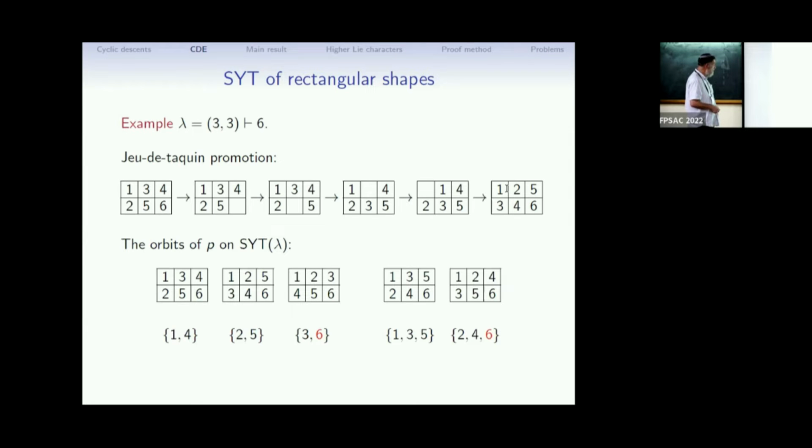And you see here are the tableaux. These are the orbits. This tableau is mapped to this one, to this, and back. And here we should ad hoc add 6 as a cyclic descent, why, I will not explain now. And here we should also add 6. You see 1, 3, 2, 4, 6. And so these are 2 orbits.